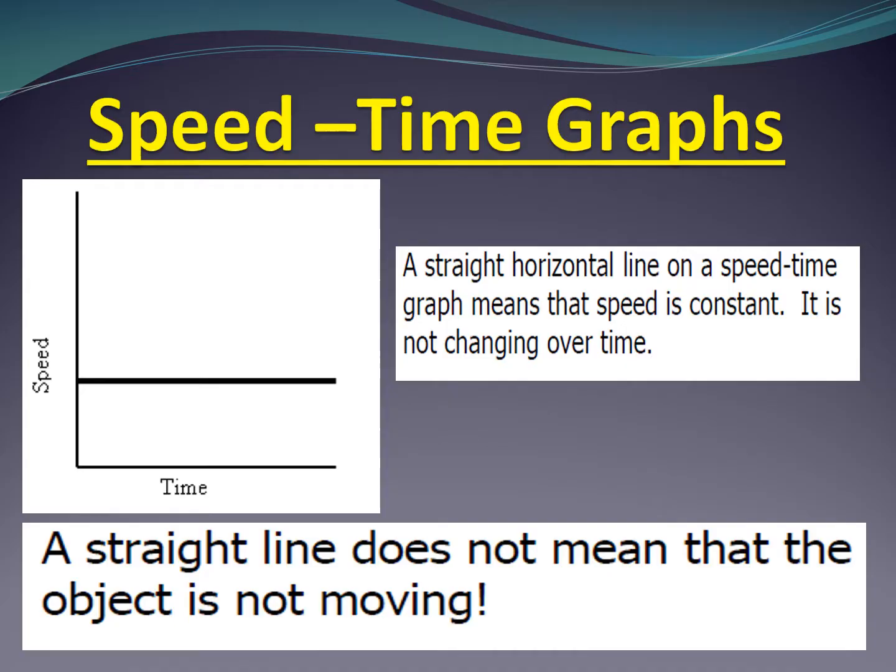I'm constant. Now, this is different from a distance time graph, and I'm going to draw that over here. If I had a distance time graph, as time goes by, my distance is the same. So here it's not moving, it's not doing anything. That's for a distance time graph. But with a speed time graph, I am moving, but I'm moving at a constant speed. That's why it's very important to read your axes.